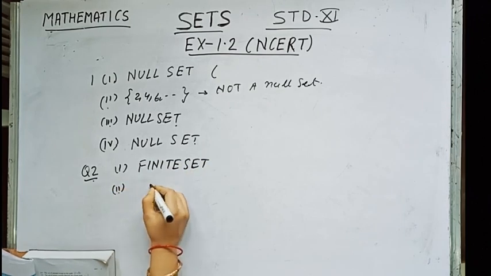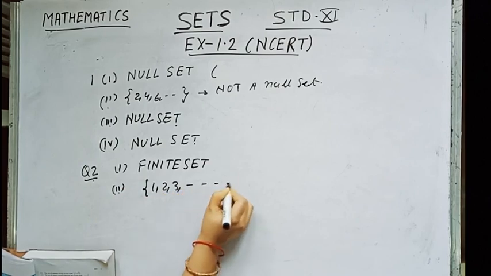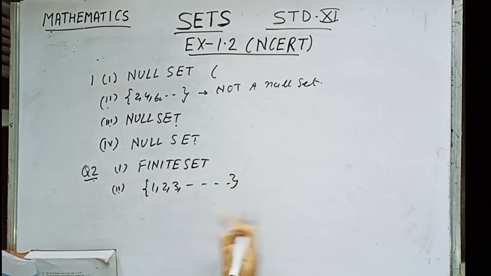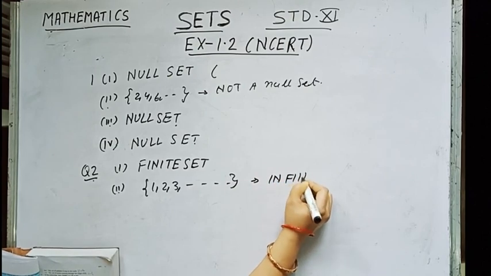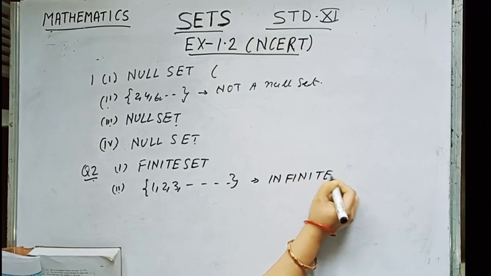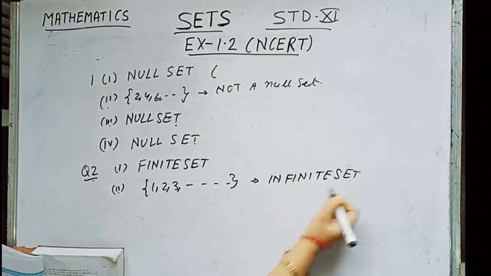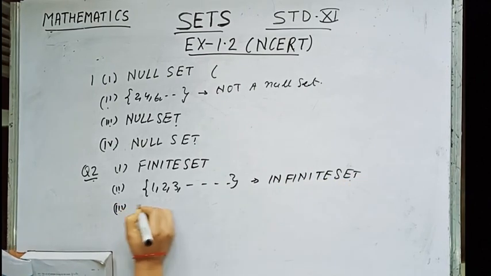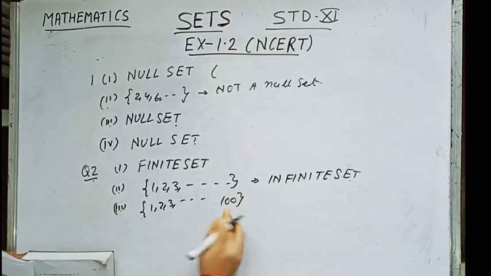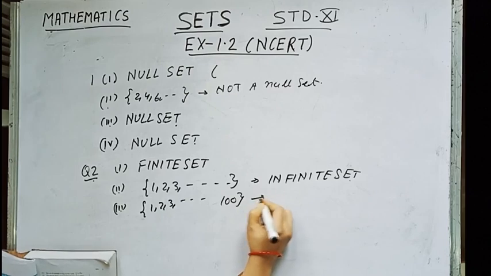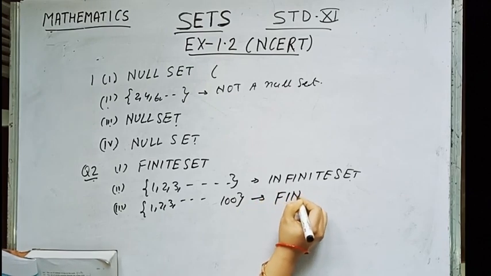Number 2 is set containing 1, 2, 3 up to so on. Obviously this so on is going on. Therefore it is an infinite set. Subpart number 3 is set containing 1, 2, 3 up to 100. So obviously their limitation is there of 100. So this will be a finite set.